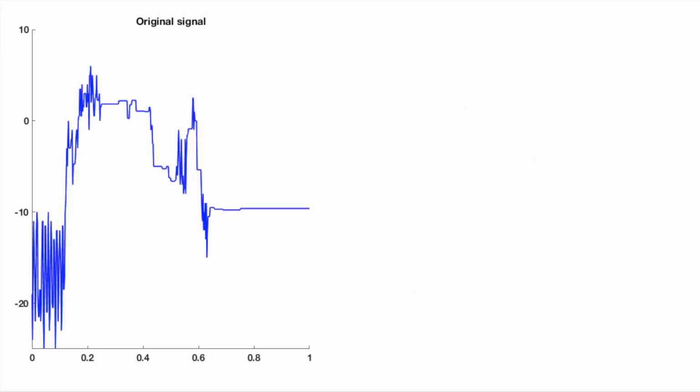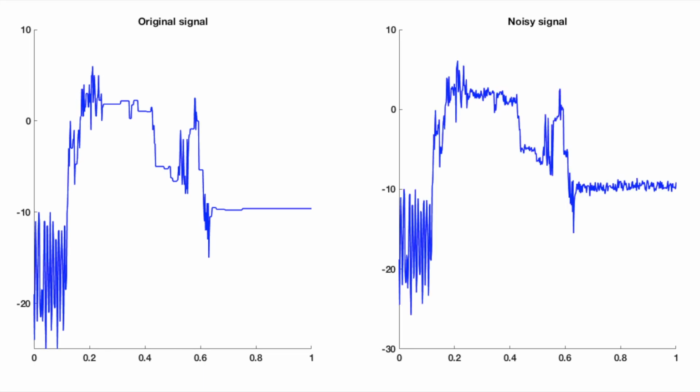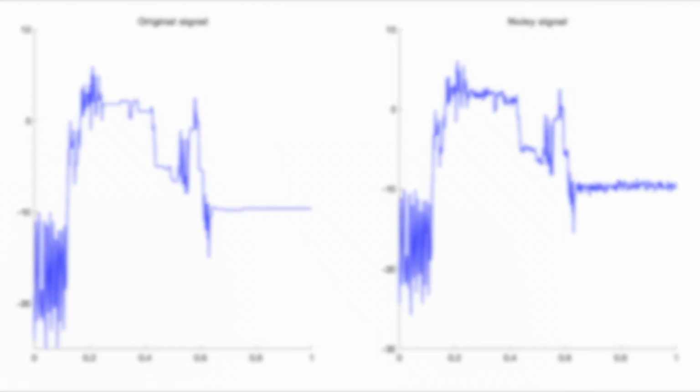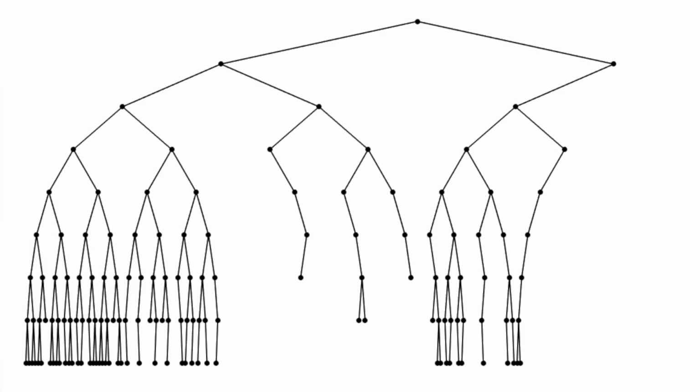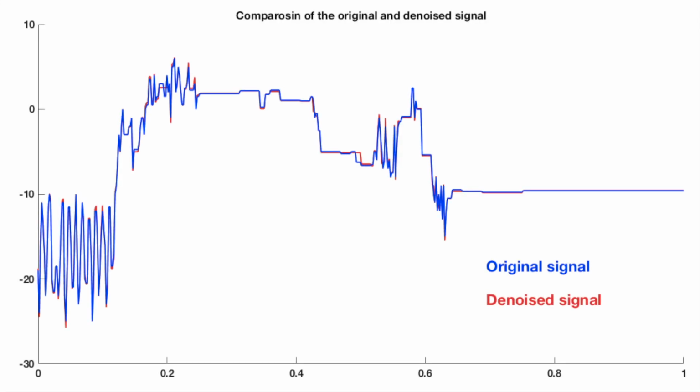So let's see how our algorithm performs in practice. Now, here we have an original signal, but we assume that we can only observe a noisy version of it. Now we use our algorithm, which switches on or off full branches depending on how much information they carry. And as we can see, the denoised signal corresponds quite well to the original signal.